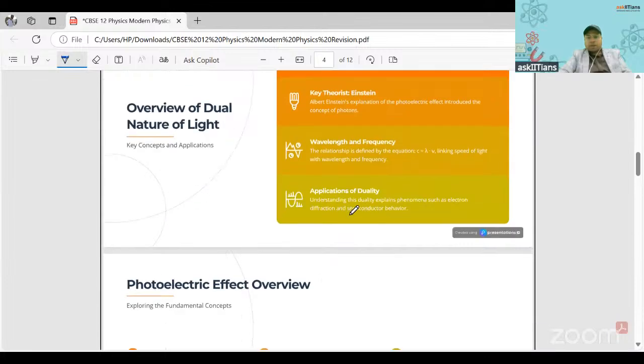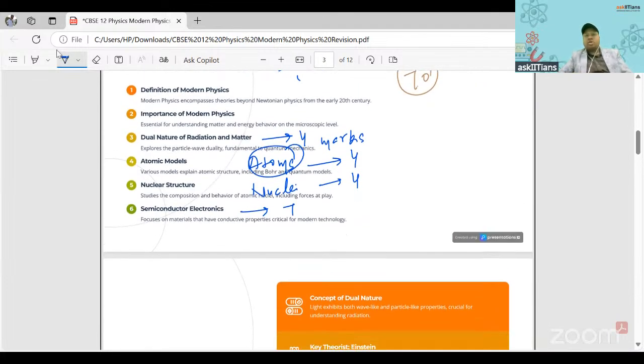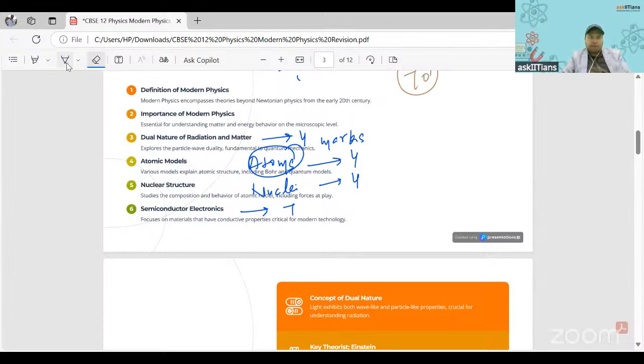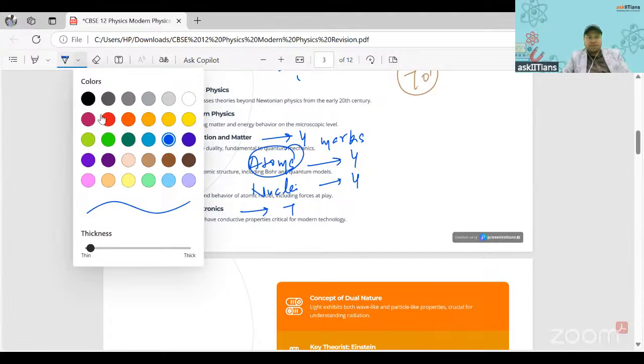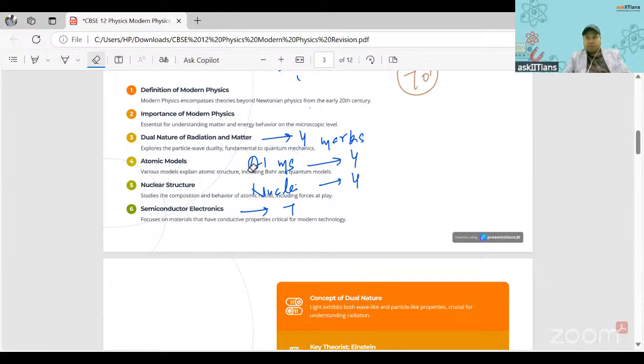Okay. So now can you tell me the core concepts of dual nature of radiation and matter? What are the core concepts? Two core concepts, tell me. Anyone? In the previous webinar, we talked about the importance of core concepts, right? Which have high probability of coming in the exams. So what are the core concepts from this dual nature of radiation and matter? Can anyone tell me?